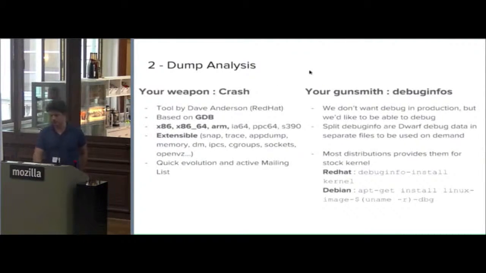And also, we want to be able to debug the kernel, but we don't want debug versions with all the symbols and the overhead in the kernel. So we can use split debug info, which are just files using all the debug symbols, but outside of the running production binary. Most distributions also provide them. So for Red Hat, you have this tool, debuginfo-install kernel, to get the debug info for your running kernel. The same for Debian. You can use the image-dbg package, not to run it, but just having the symbols is enough for crash.